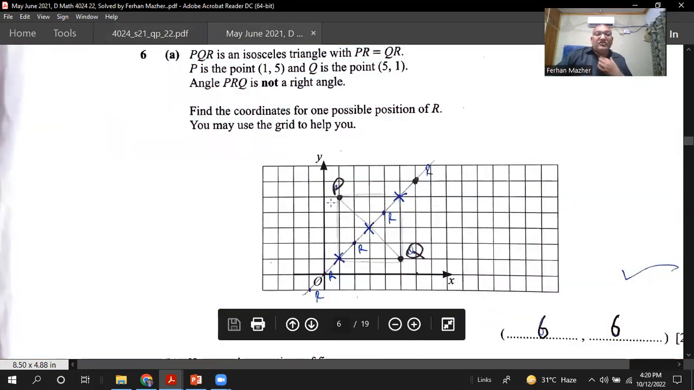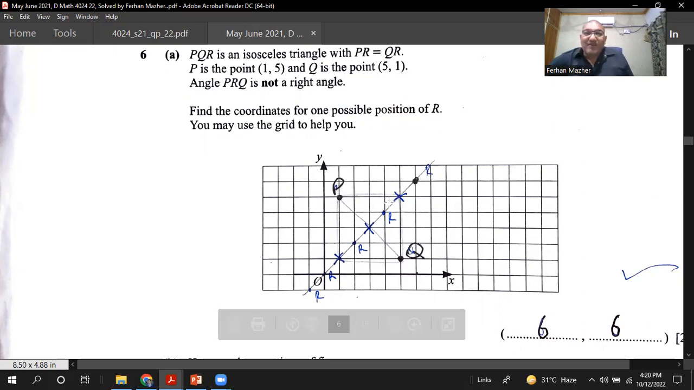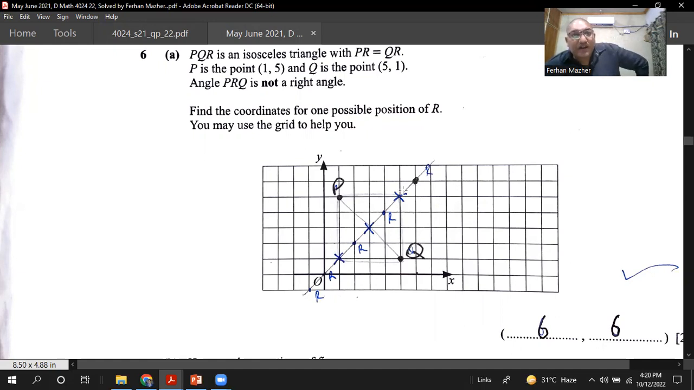So this is the point P, which is 1, comma 5. This is the point Q, which is 5, comma 1. You join them, you draw the perpendicular. So when you move on this perpendicular bisector, wherever you go, if that point is R, the R from the P and the R from the Q, they both will be equidistant. That's the property of the perpendicular bisector. So on this line, you take any point. This is the perpendicular bisector of the PQ. It will be always equidistant from P and the Q.